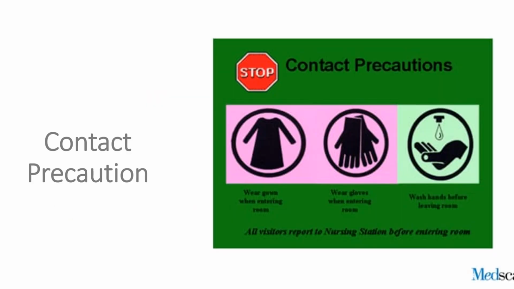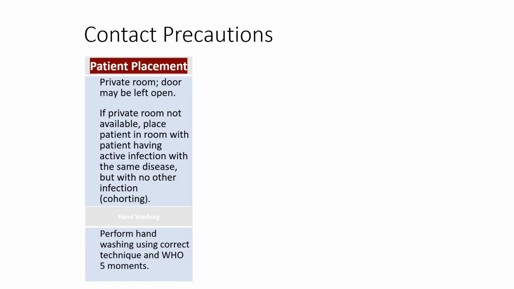Contact precautions. All visitors should report to the nursing station before entering the room. Wear a gown, wear gloves, and wash hands before leaving the room. The patients should be placed in a private room. The door may be left open. If a private room is not available, cohort or place the patient in a room with a patient having infection with the same disease. Perform hand washing using the correct technique as per WHO's method.